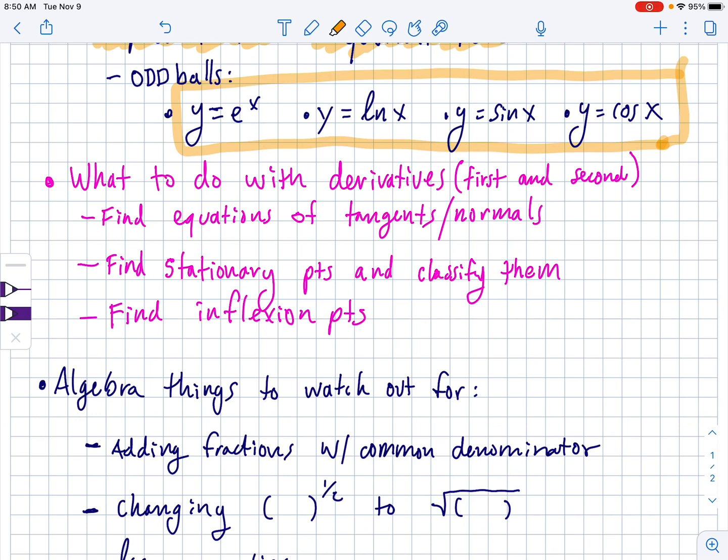Or we could find inflection points, because all these derivative techniques, you could use a derivative twice to find a second derivative. And when you set the second derivative equal to 0, you solve for the x values of the inflection points.